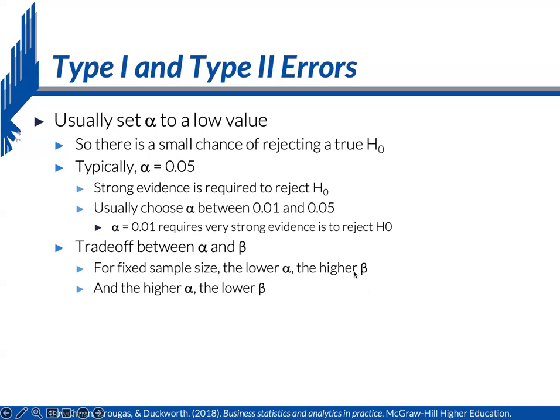And in this case, again, that is okay because we would rather have a low alpha and a high beta than the other way around, because we prioritize minimizing the probability of committing a type 1 error over minimizing the chances of committing a type 2 error.